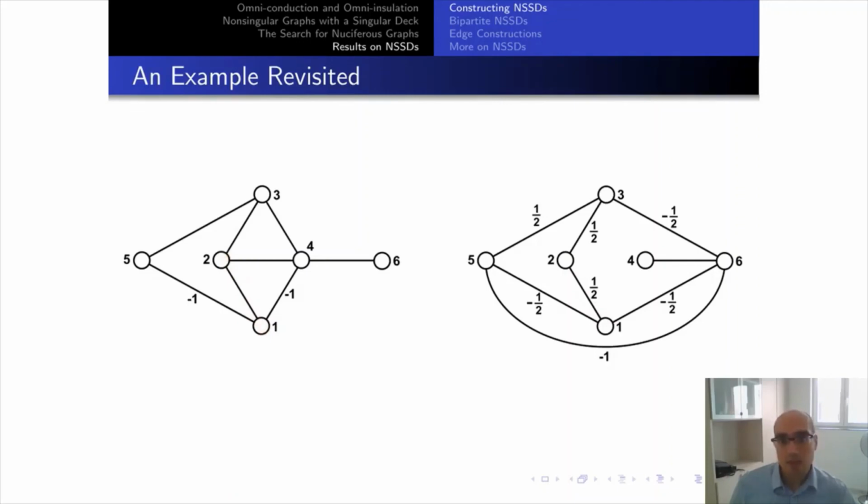This tells me that removing these two vertices in G gives me an NSSD. On the other hand, for example, if we remove 3 and 6 from G, then we end up with a non-singular graph, but it is not an NSSD because these two vertices in G to the minus 1 do have an edge, but that edge is on this triangle 3, 5, 6.